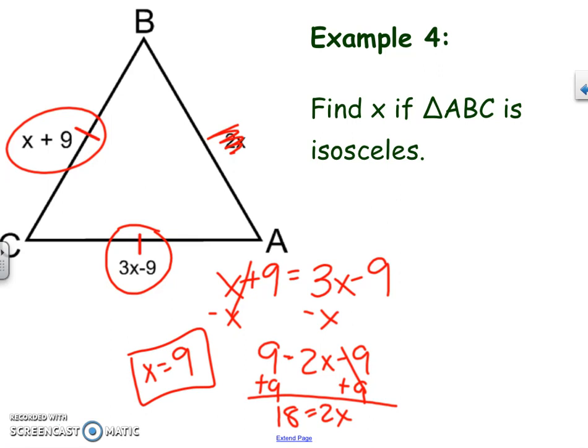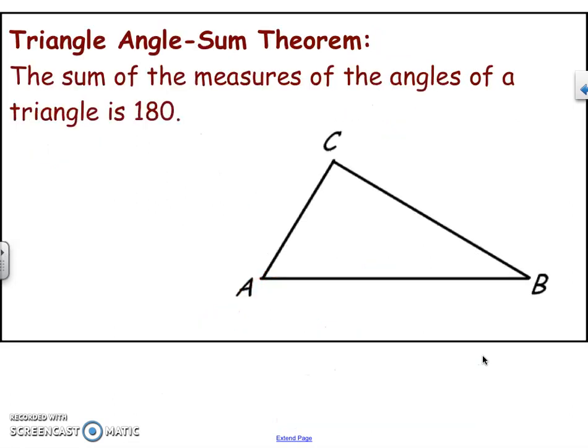So again, we're done because it only wanted me to solve for x. It didn't want me to find the length AC or anything. But I could double check my answer and make sure that when I plug them back in, these sides would be the same. Okay, so that's how you find the length of a side if they give you two algebraic equations. But now we're going to look at angles.